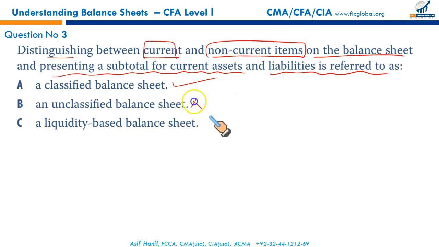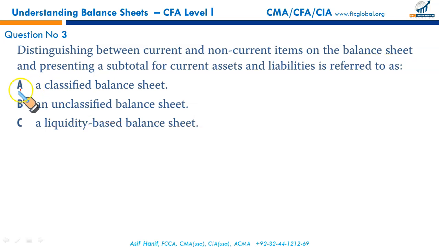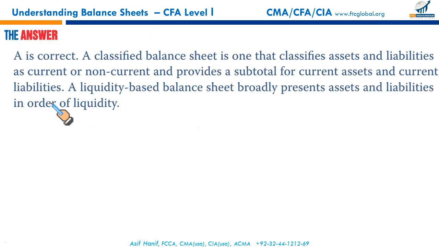An unclassified balance sheet does not provide any subclassification. It simply lists all normal line items on the balance sheet in their order of liquidity and simply presents the total, so no classification is done. A liquidity-based balance sheet is exactly the same. It broadly presents all the assets and liabilities in order of liquidity. So when you say the classification is done based on the current and non-current items, we're talking about a classified balance sheet. Without doubt, A is the right answer. Moving on.